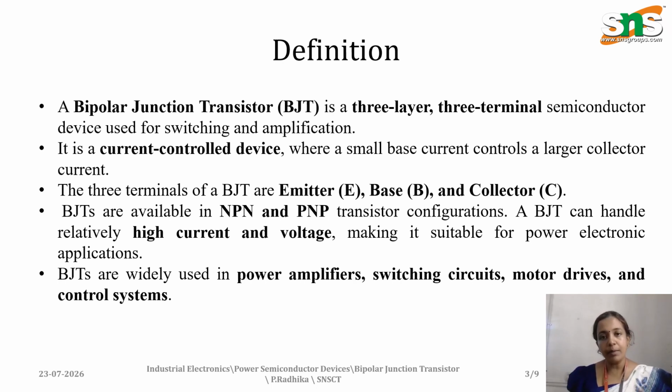Whenever I want to amplify the power, increase the power which is in very small amount, I could use this bipolar junction transistor. It could also be used in switching circuits, in motor drives, and in control systems. While developing robots, these types of small devices like MOSFET, IGBT, BJT, these types of semiconductor devices could be efficiently used. That is the main purpose of these devices.